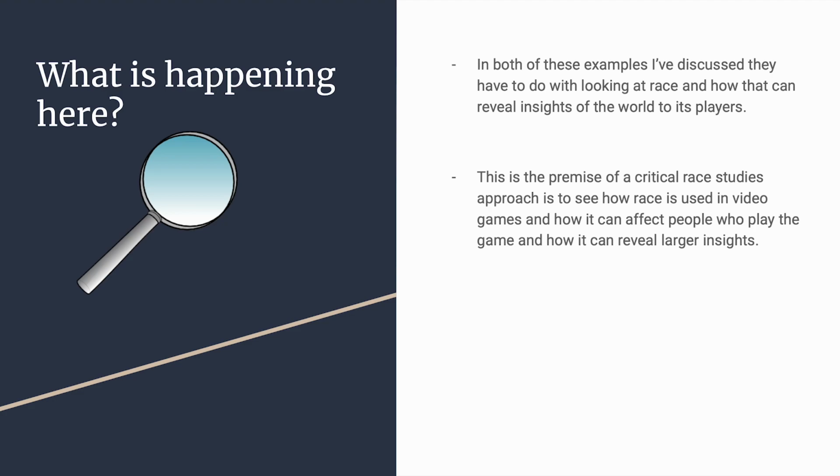So what is happening within both of these games? In both of these examples, they have to do with looking at race and how that can reveal larger insights of the world to its players. And this is basically the premise of critical race studies: looking at race within video games and seeing how it can affect people who play the game and reveal larger insights. In other words, there are people out there who probably wouldn't have understood that it's not okay to touch a Black woman's hair. There are people out there who probably don't have such an empathetic connection to the protagonist or the protagonist's best friend because they can't show who they are through the game.